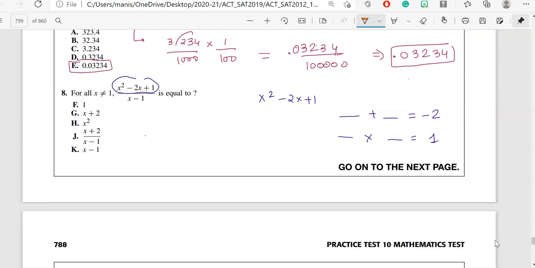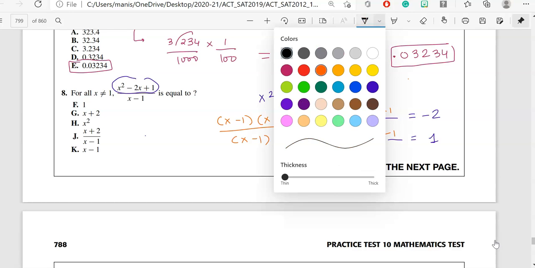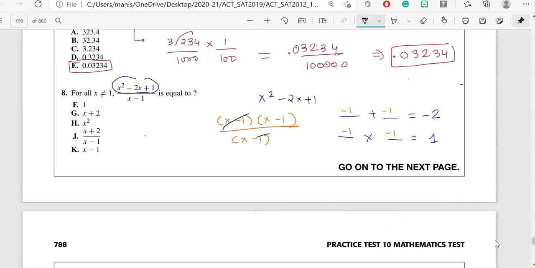So I came to know which are the two numbers. It will be -1 plus -1, and -1 times -1. Yes, it satisfies. So now my answer will be like this: (x minus 1)(x minus 1) over x minus 1. This was the numerator, and the denominator I have is x minus 1. Can I cancel something? Yes, I can cancel them. This will be cancelled out, and I'm left with x minus 1. So this is telling me choice K is the correct answer choice for this question.